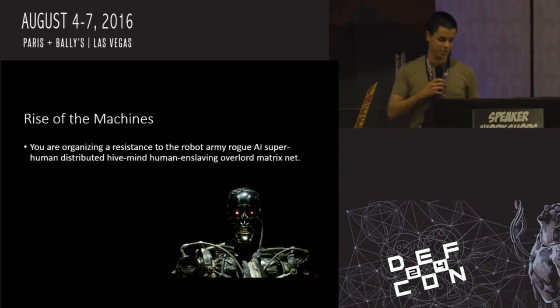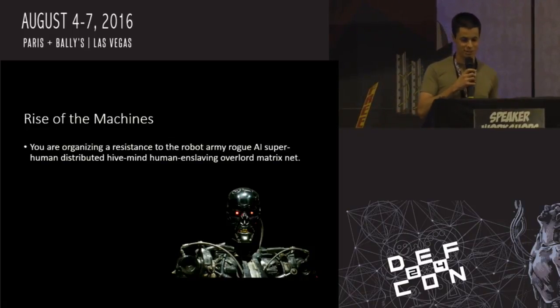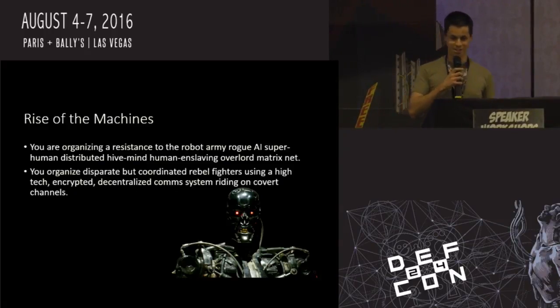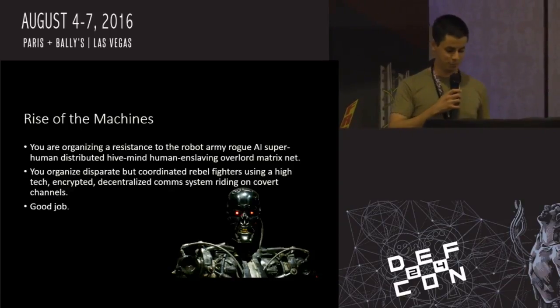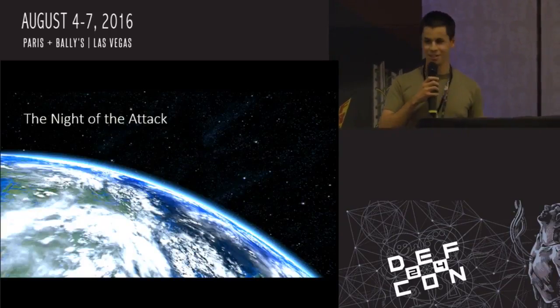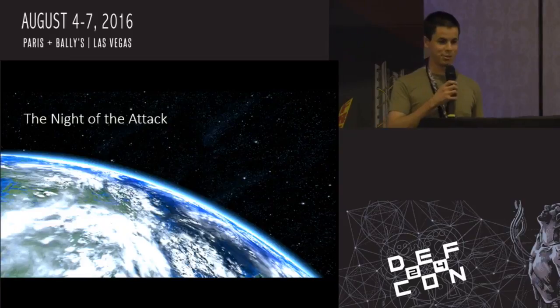So to talk about fuzzers in general first, the theme of the conference obviously is Rise of the Machines. So here's the scenario. You're organizing a resistance to the robot army, rogue AI, super distributed hive mind enslaving overlord MatrixNet. You organize disparate and coordinated fighters using a high-tech, encrypted, decentralized communication system riding on covert channels. Good job, super programmer. So the night of the attack, the Earth stands in suspense as the fate of the world hangs on a few brave souls and one lone programmer, you.